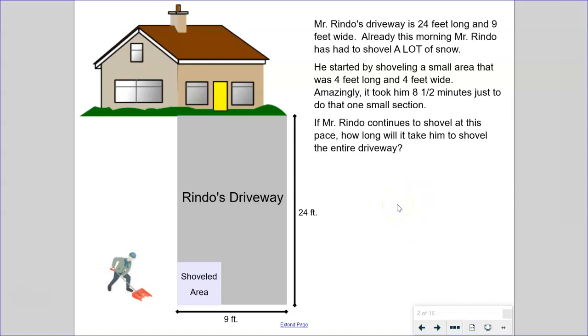So you guys can see the picture there is there to help you. My driveway is a nice big long rectangle, and this section right here is the shoveled area that took me 8.5 minutes to shovel. So the question is, how long would it take me to shovel this whole thing? Because you all know there's a whole boatload of snow out there right now. So go ahead, pause the video, give it a shot, see what you can do. And then when you're ready, go ahead and resume, because I'm going to flip to the next page and talk about how to solve this problem.